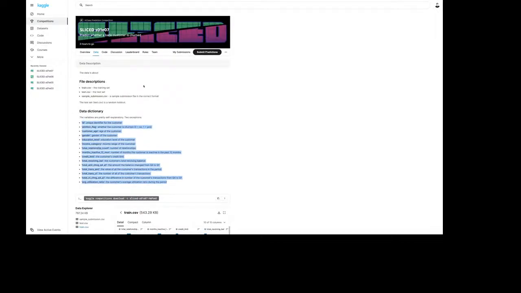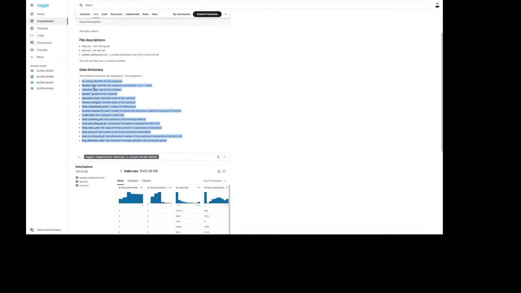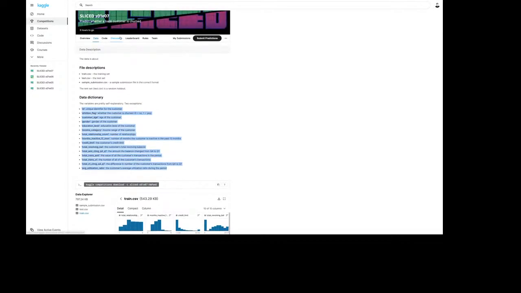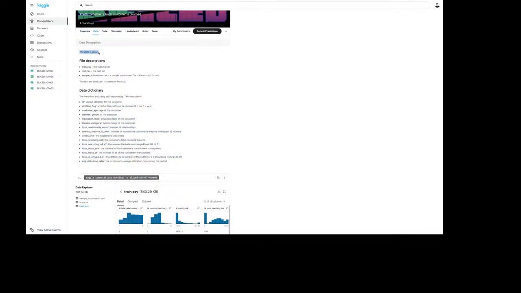I'm going to be predicting whether a bank customer churned based on a couple of factors like their age, gender, education level, income category, and number of relationships. It actually doesn't tell me what the data is about, so I don't know what relationships and things like that mean.